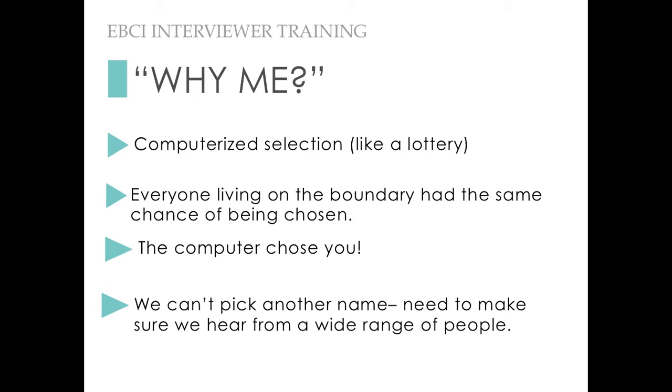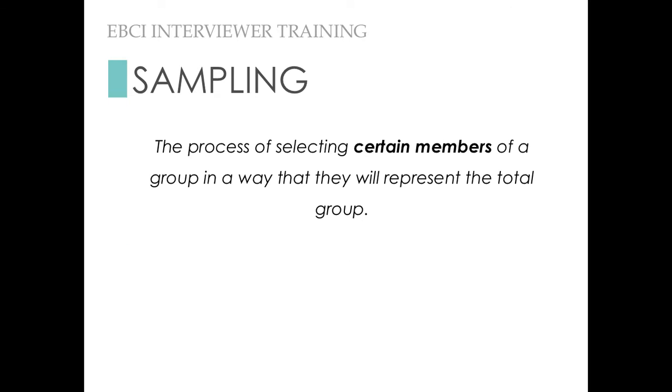It's like the computer is picking numbers out of the hat. It's like a lottery. Anyone living on the boundary has the same chance of being chosen, and numbers are selected at random. And we can't substitute. So if someone doesn't want to participate, we can't just throw their number out or throw it back in the hat and pick another one. We really have to talk to the people who are selected. And this is known as sampling.